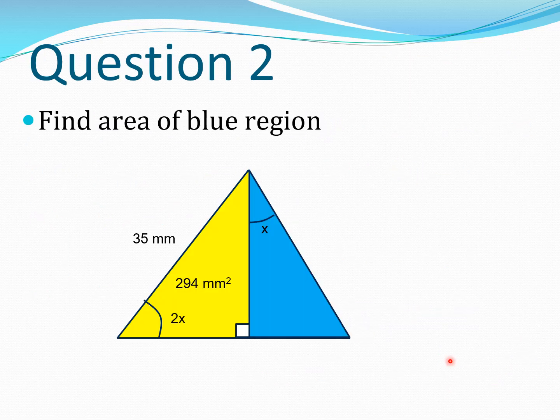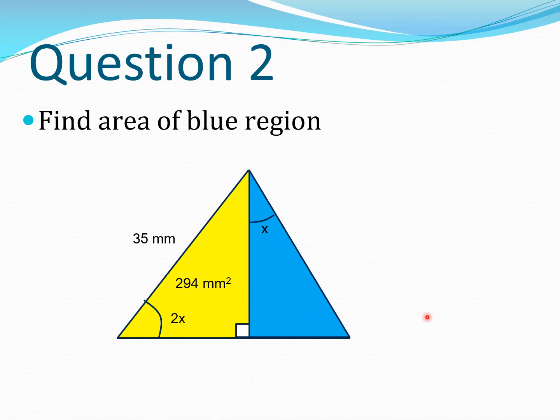Now let's come to the next problem, and this is question 2. In this problem, you have a triangle. The triangle is split into two regions which are both right angle triangles, and the yellow triangle has the area given by 294 millimeter square, and you have to find the area of the blue triangle. Also, these angles are given as x and 2x. The length of this side on the yellow triangle is 36 millimeter. All these dimensions are in millimeter.